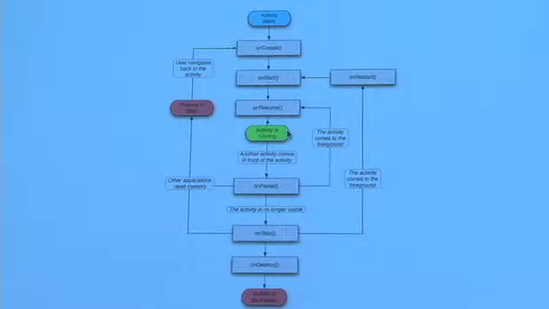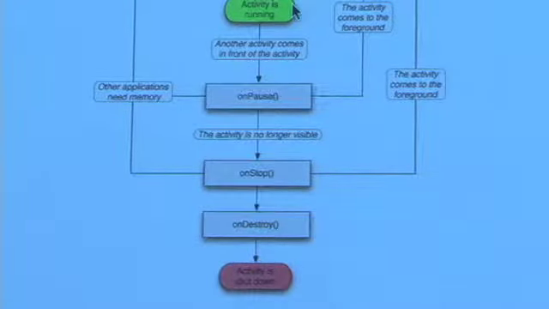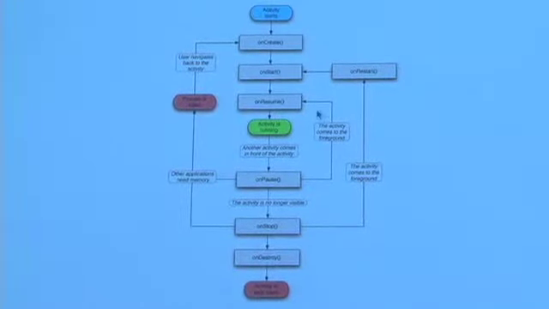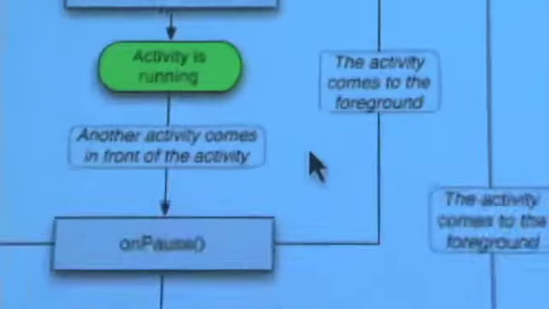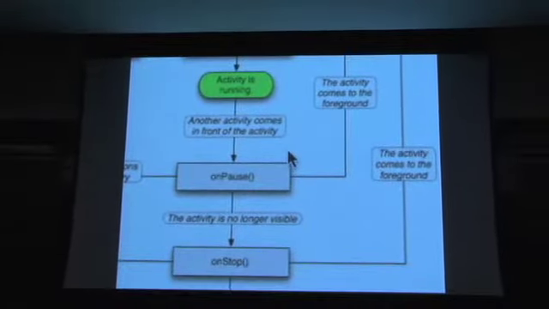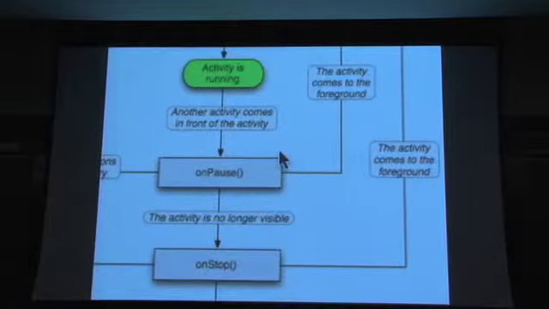If it was paused, notice that the arrow, if that's paused again, means that it's being partially obscured. If that activity happens to come back to the foreground, it doesn't go through the entire life cycle starting from the beginning, but based on this arrow, we can see that it just goes back to onResume. So it depends on which point in this life cycle we get to that ultimately dictates where we're going to resume from.